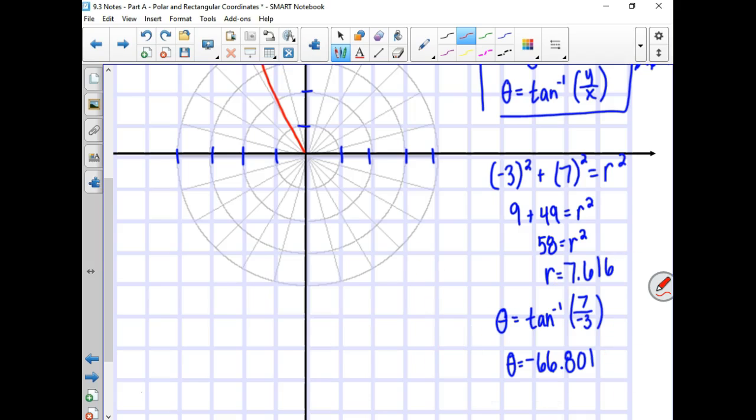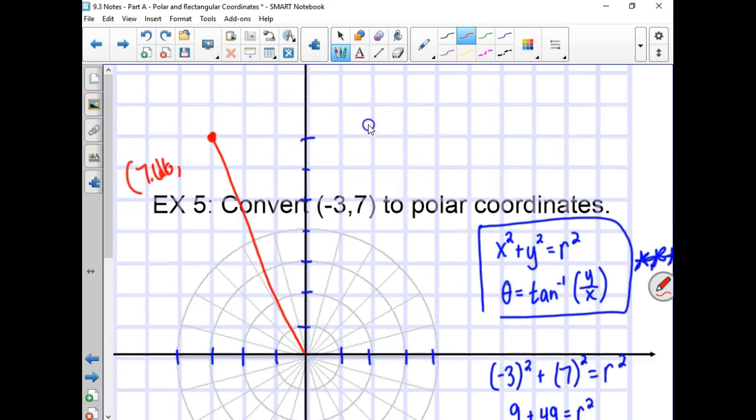So this is the limitation to the formula. It will work correctly if you are in the first or the fourth quadrant. But if you are in second or third, it's going to give you trouble. So that's why I like for you to draw the picture on these.